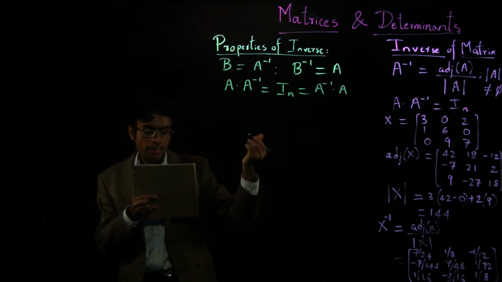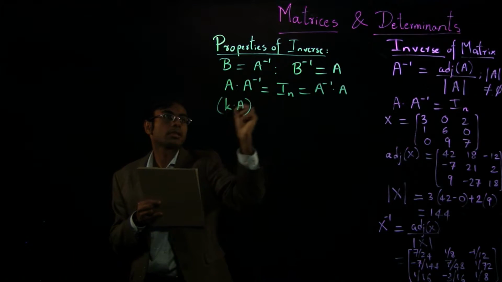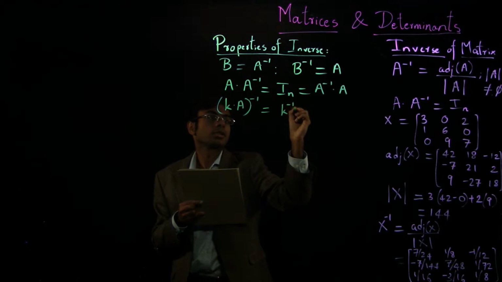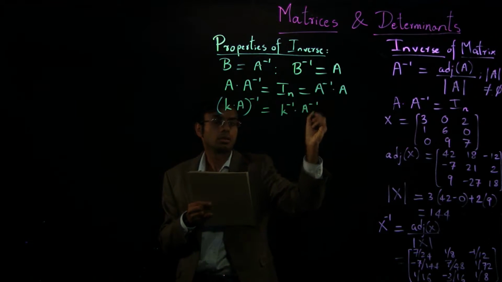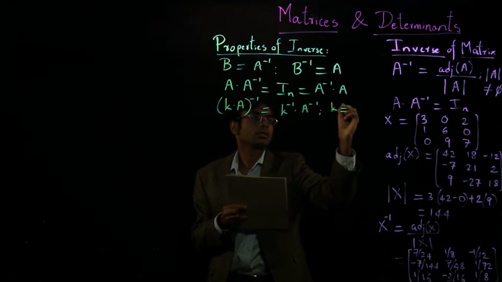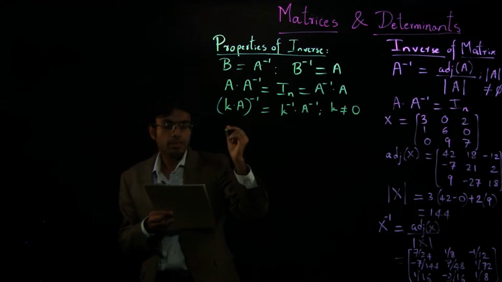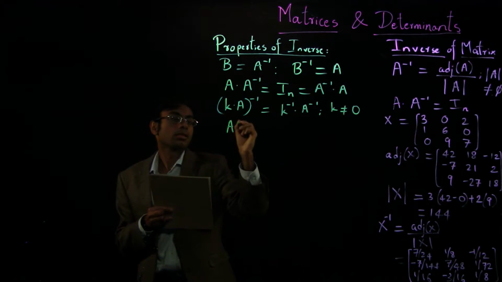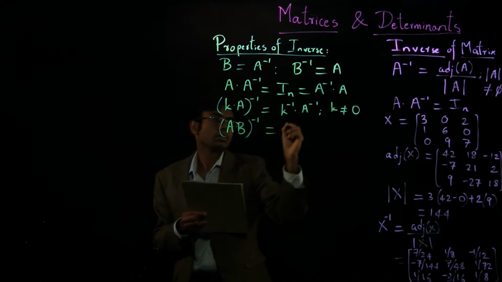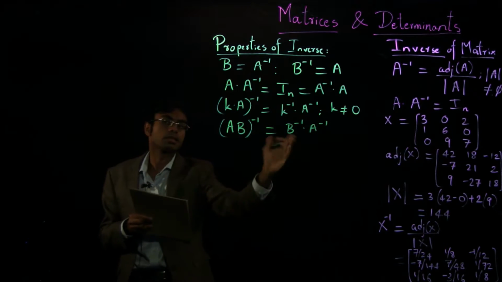Then if you want to multiply it by a scalar, so K times A, and if you take its inverse, it equals K inverse times A inverse, provided K not equals 0. If you have the product of two matrices, AB inverse is B inverse times A inverse. So the order is flipped.